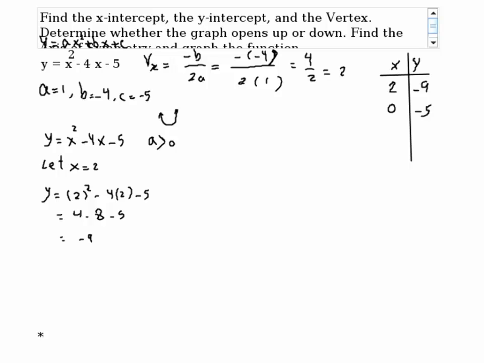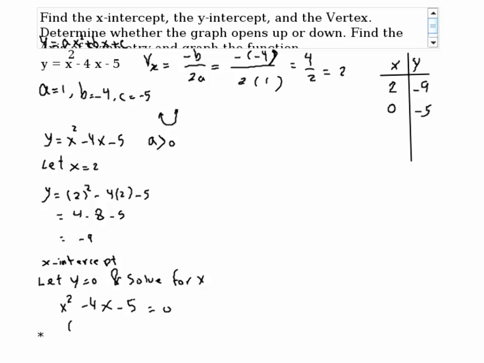How about the x-intercept? How do you figure out the x-intercept? You let y be equal to 0, right? To find the x-intercept, you let y be equal to 0 and solve for x. So in this case, I have x squared minus 4x minus 5 is equal to 0.